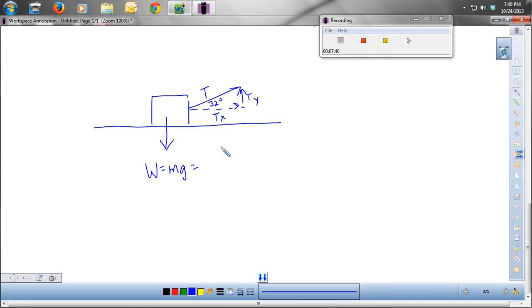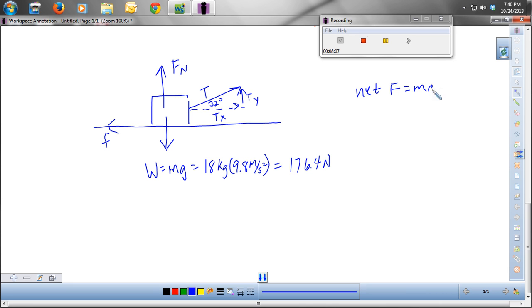And my mass was 18 kilograms, and my gravity is 9.8, so I multiplied 18 kilograms times 9.8 meters per second squared. And when I did that, I got 176.4 newtons. Then I said, I know there has to be a force normal, and then there has to be some friction here. So if net F is equal to ma, I have Tx to the right, friction to the left, so I'm going to make it negative, is equal to ma. So Tx minus F is 0 because it's not accelerating, is what it told me. Now it's moving because they give me the coefficient of kinetic friction. It's just moving at a constant speed.